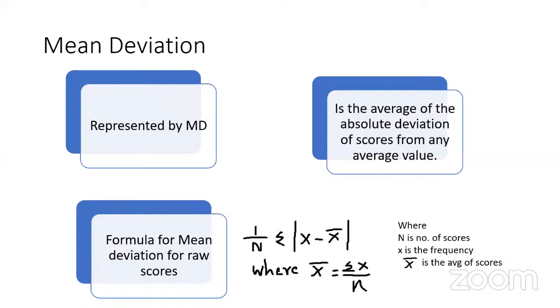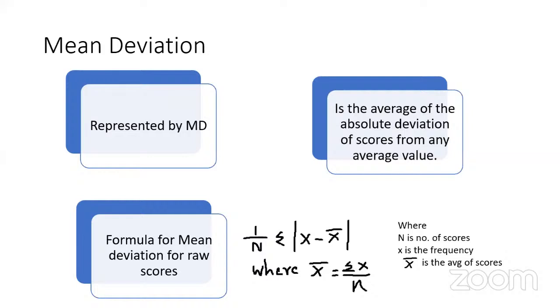X you already know, the scores which would be given to you, and x bar would be the average of them. You need to find this as the mean, sum of scores by number of scores. Then, once x bar is known, you pick up each value of x and find the difference of x and x bar. Then substitute the values in 1 by n, sum of modulus of x minus x bar.